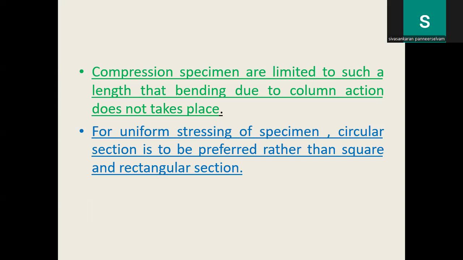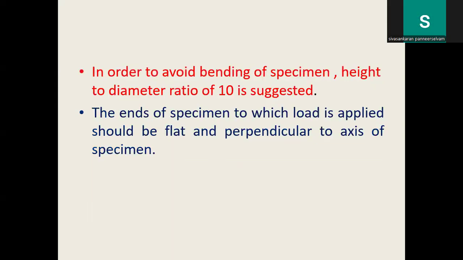So we want to have uniform stress throughout the area of the material. So we have to reduce the length of the specimen. Say, for example, the L by D ratio for a cylindrical specimen. If you want to avoid bending in a compression test specimen, we can commonly put the L by D ratio equal to 10.